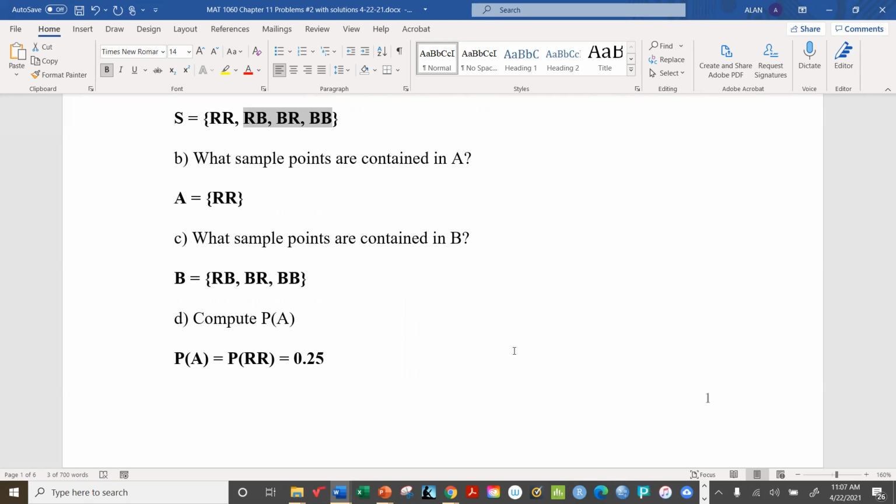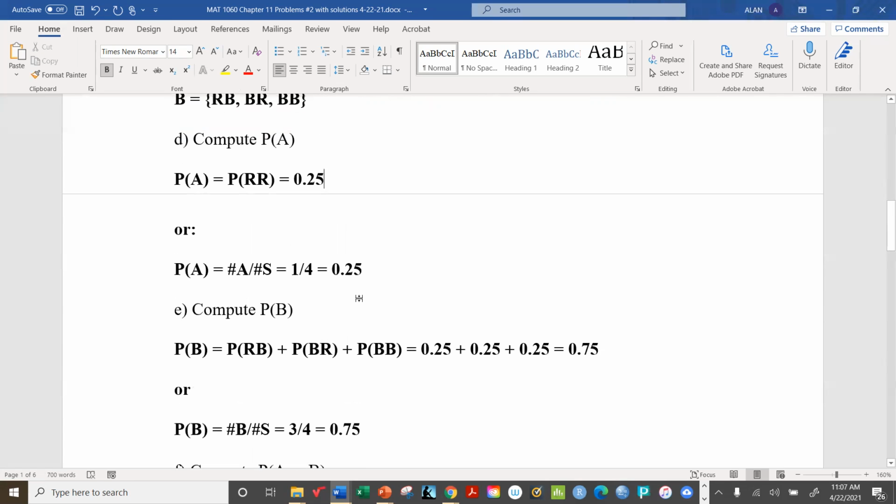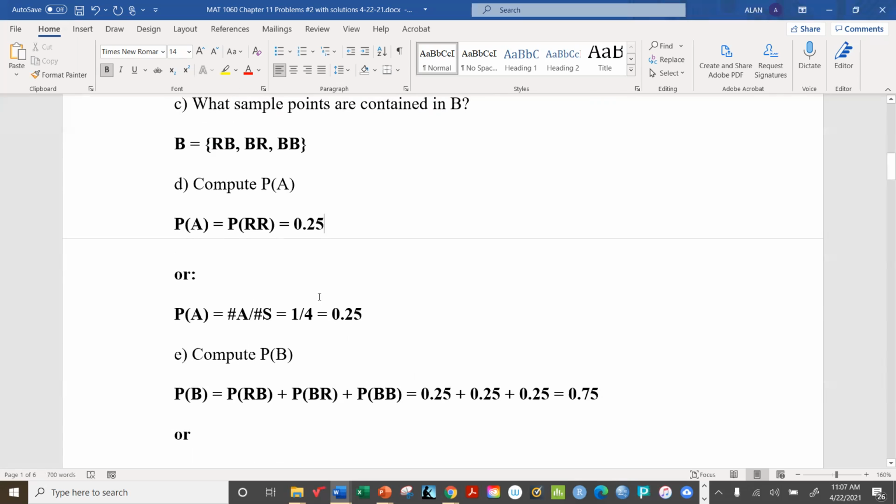Okay. How about E? What's E? Oh, before we continue, remember there's at least 2 different ways of doing this. So for example, what if we do it this way? What if we count the number of elements in A and divide by the number of elements in S? We can do that too, because we know that all the elements are equally likely to occur. And that of course gives us 1 out of 4 or 0.25. They can't be different.